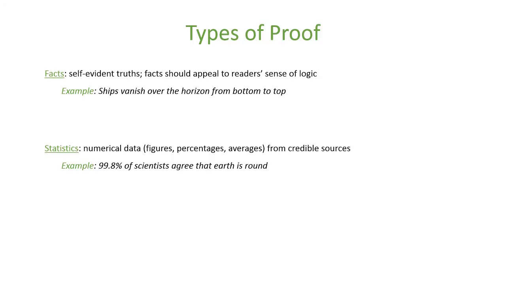The next is statistics from credible sources. These figures and percentages taken from credible sources always lend credibility to your argument because it shows that there has been some serious study into the topic and that the results back up what you say. Saying most scientists agree that the Earth is round doesn't pack the same punch as saying 99.8% of scientists agree the Earth is round.